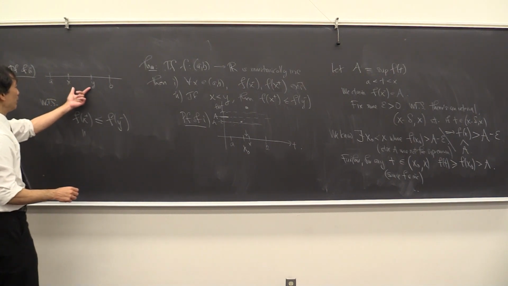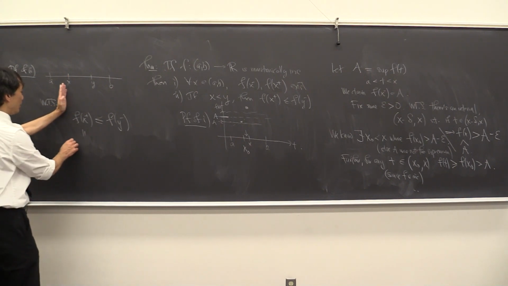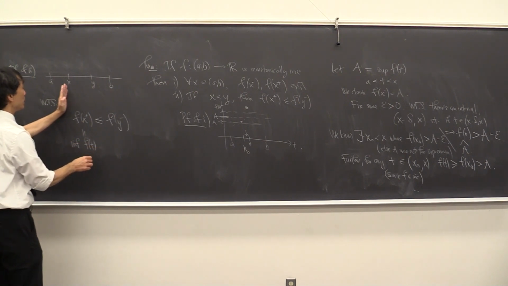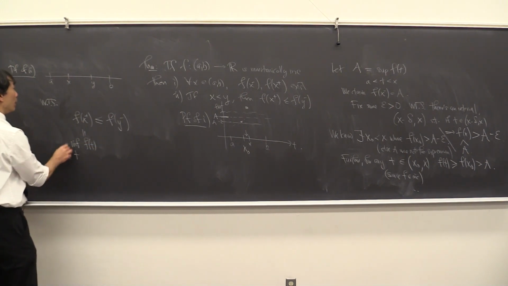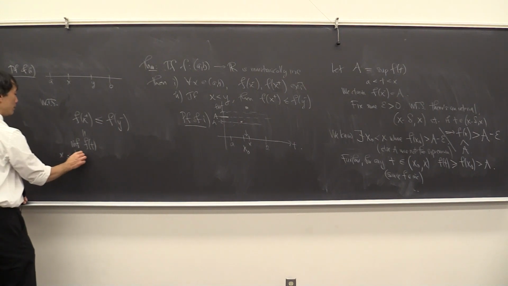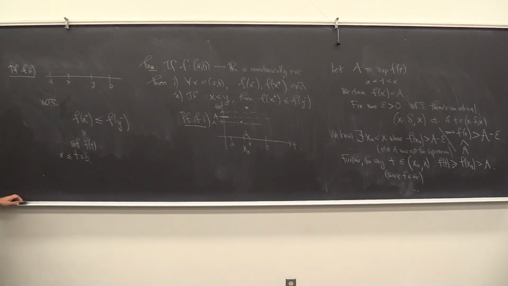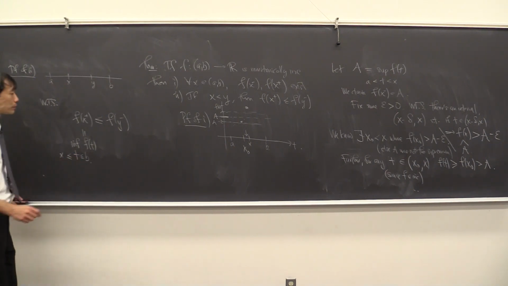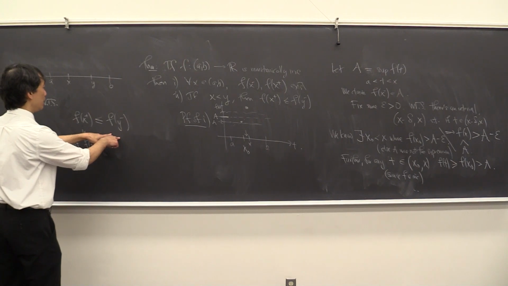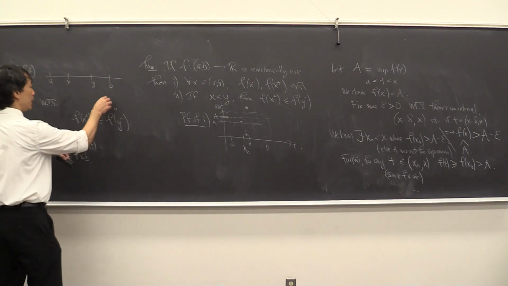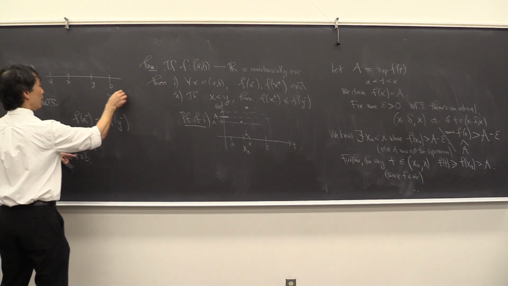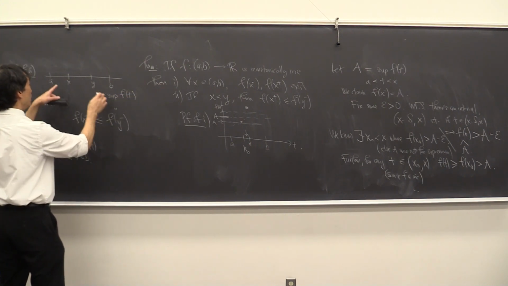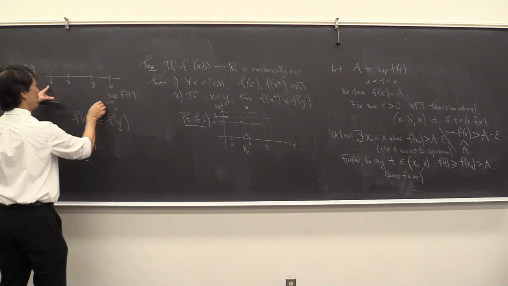F's limit from the right-hand side at x is the infimum of all values f of t where t ranges from x to b, because that's how you would get it. You look at all these values and take the infimum. And f's limit from the left-hand side at y, what's that going to be? Well, that's the supremum of f of t, where t ranges from a to y.